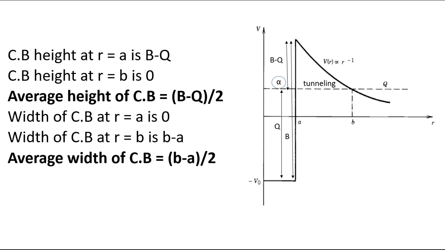The width of the Coulomb barrier at r equal to a is 0. You can see horizontally that the width is 0 at this point, and if we move forward in the direction of r, at point b the width of the barrier is b minus a. So the average width will be (b minus a plus 0) over 2.